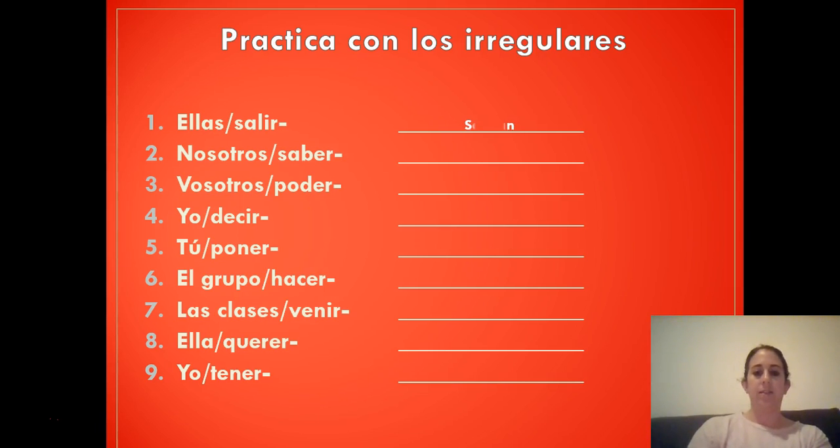Alright, so ellas saldrán, nosotros sabremos, notice no accent there. Vosotros podréis, yo diré, tú pondrás. A lot of my students get poner and poder mixed up, so make sure to work on that. El grupo hará, las clases vendrán, querrá, ella querrá, and yo tendré.